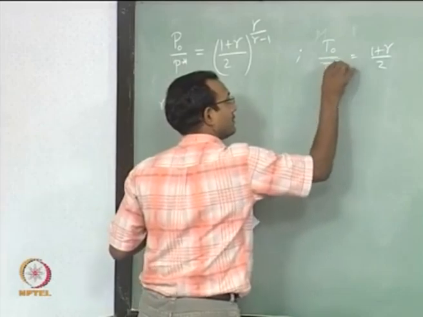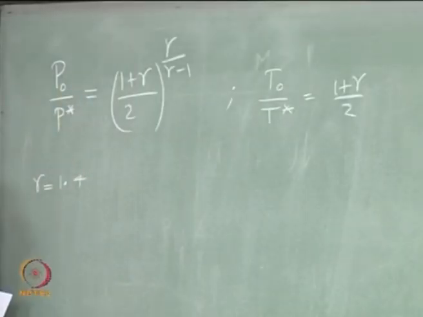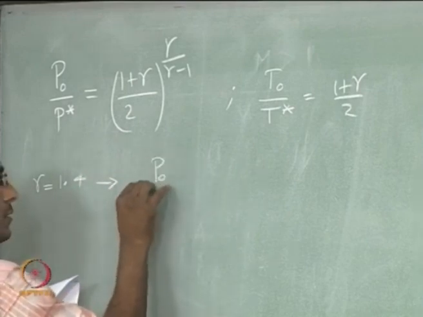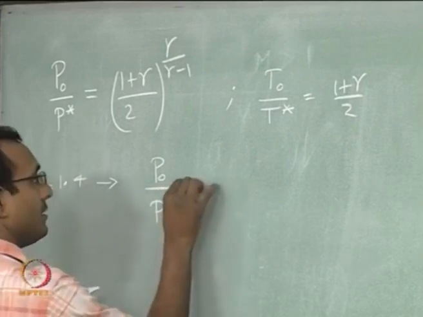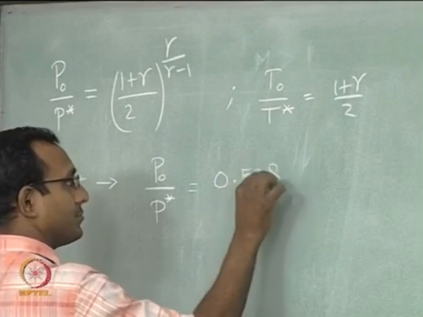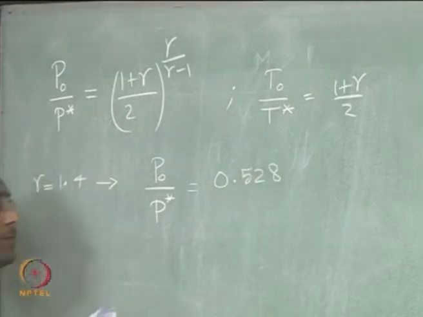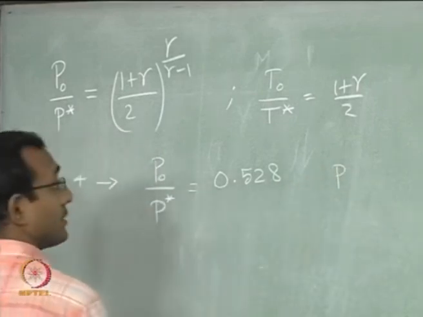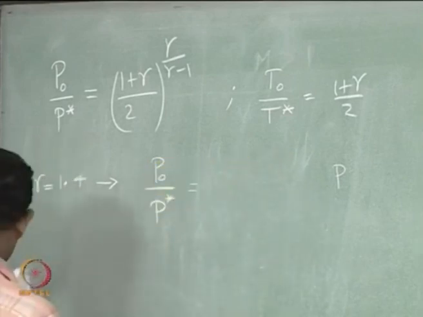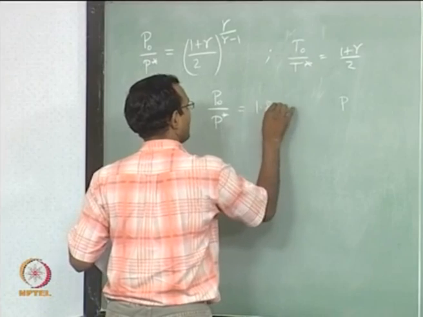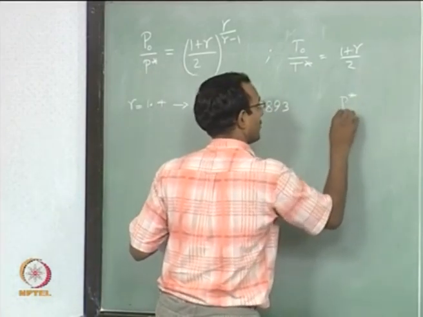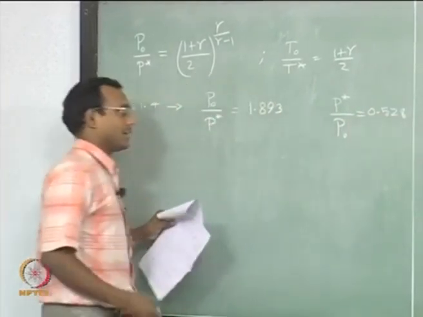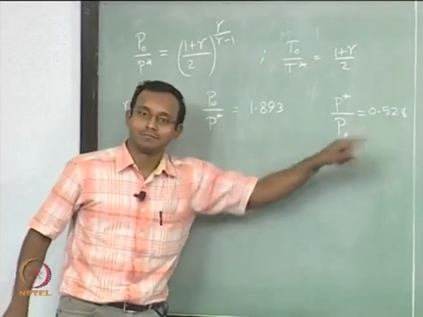Oh, sorry, T star, thank you. So, that is T star. Okay. So, for gamma equal to 1.4, P naught by P star is 0.528. It is a nice number to remember. Maybe sometimes you may need to remember, I think I made a mistake somewhere. This is not 0.528, it cannot be less than 1. It is 1.893, and 0.528 is the reciprocal of that. Remember both of these numbers, one is reciprocal of the other, right.